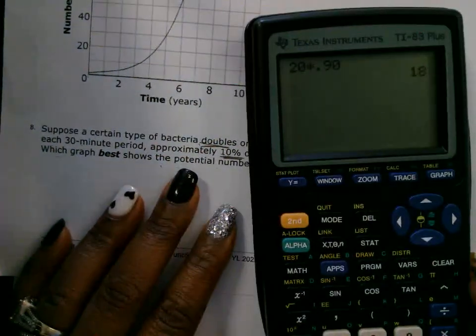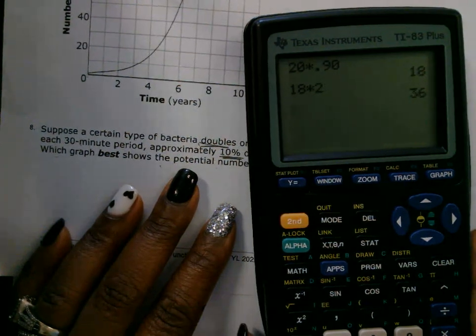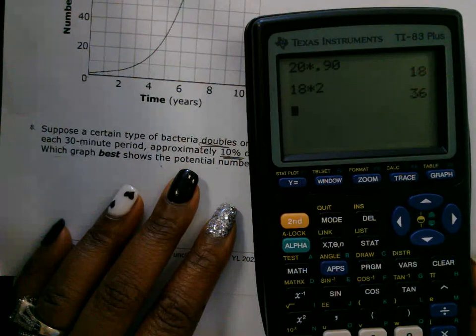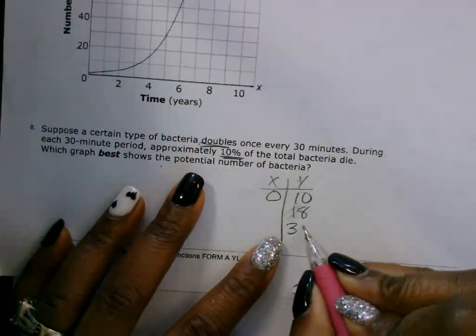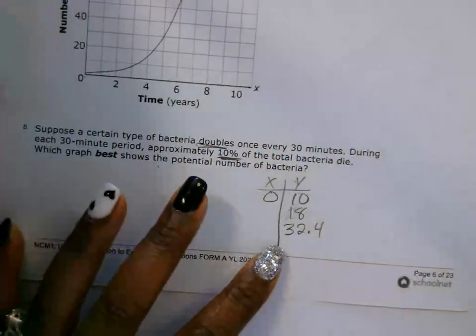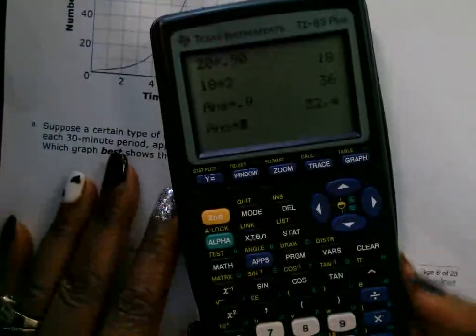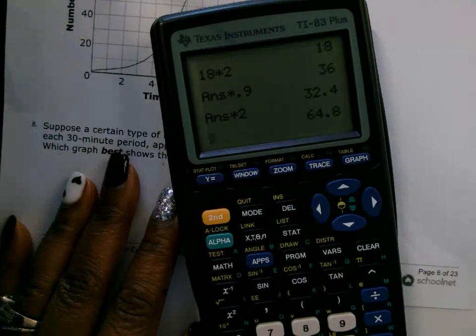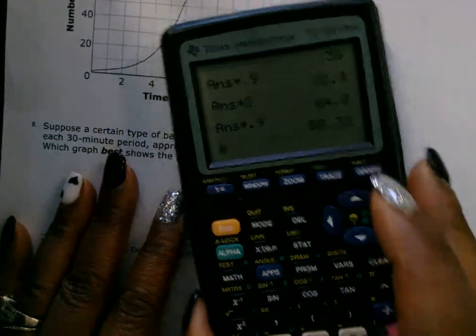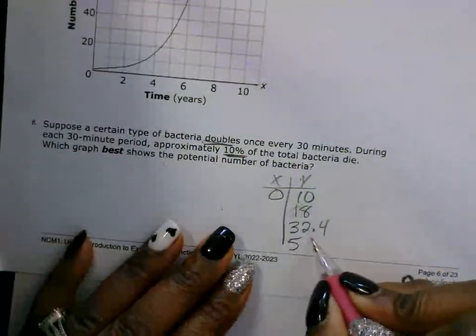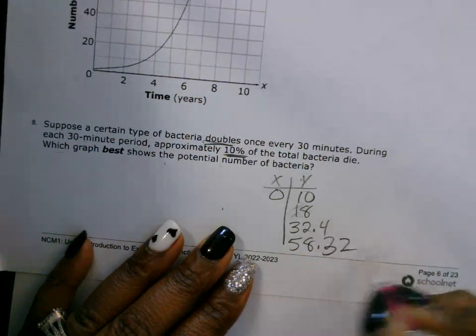What's 18 times 2? And so let's find 90% of that, which is going to stay. 10% dies, so 90% stays. So times 0.90, and what does that give you? 32.4. All right, and let's double 32.4, so multiply that times 2. And 90% of that is staying, so let's multiply that times 0.9. And what does that give you? 58 and some change.